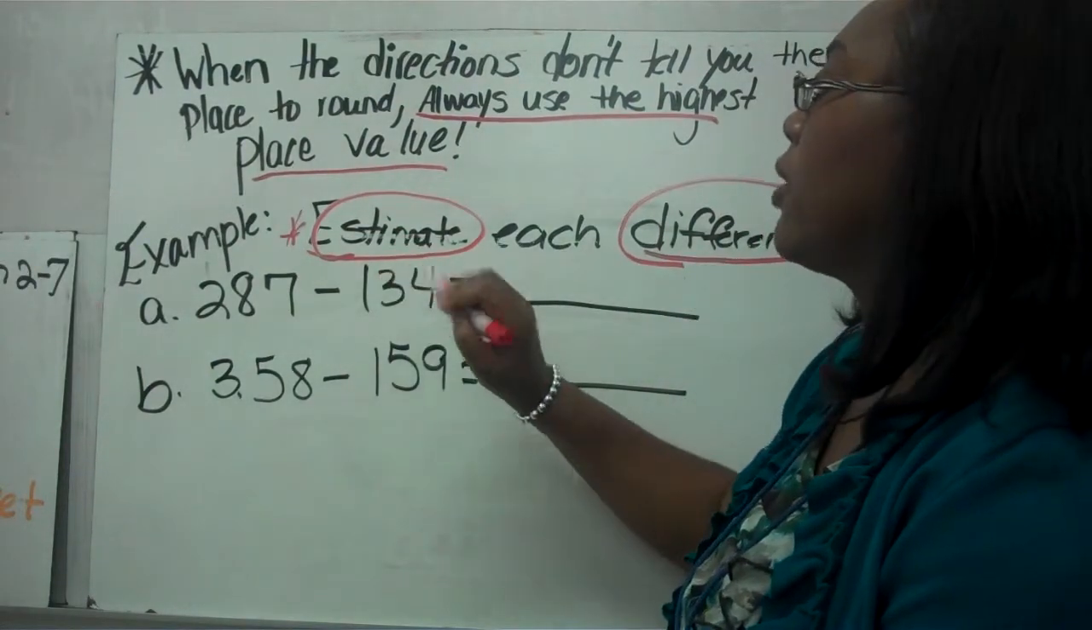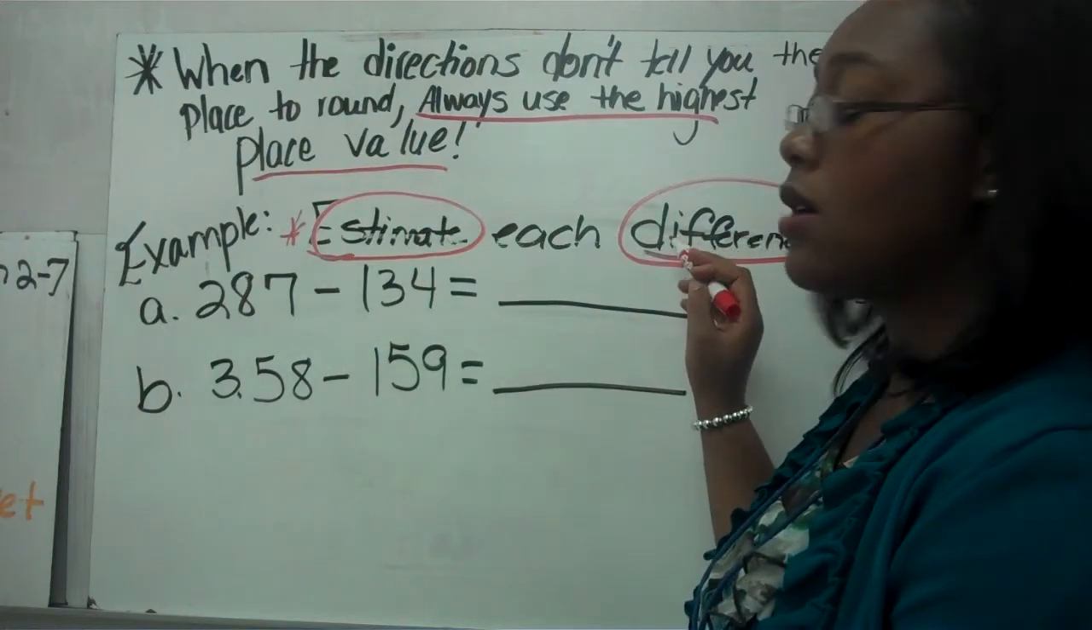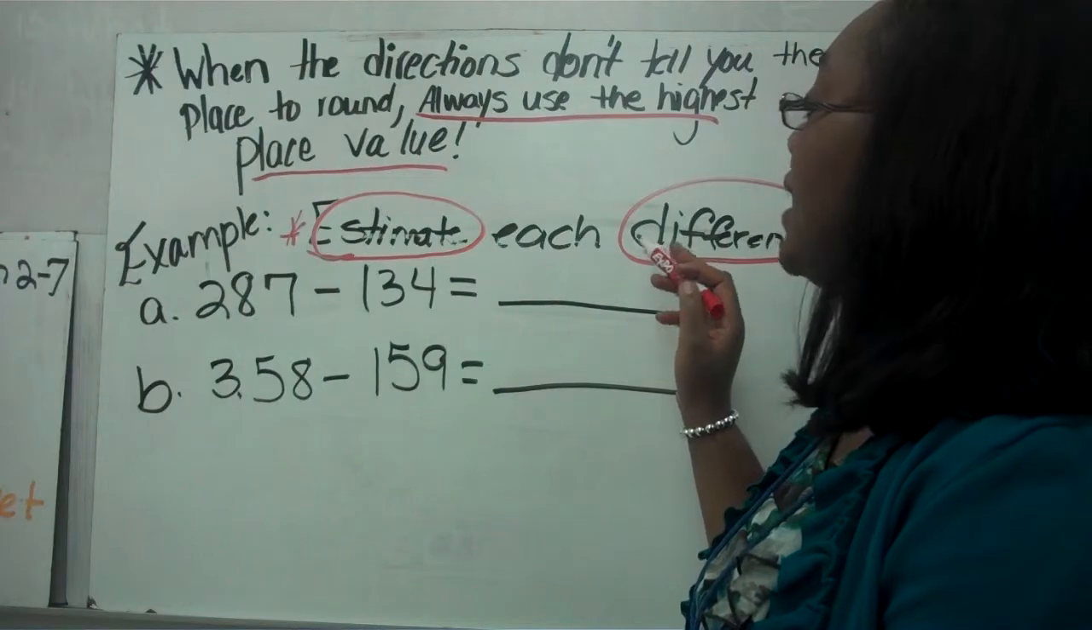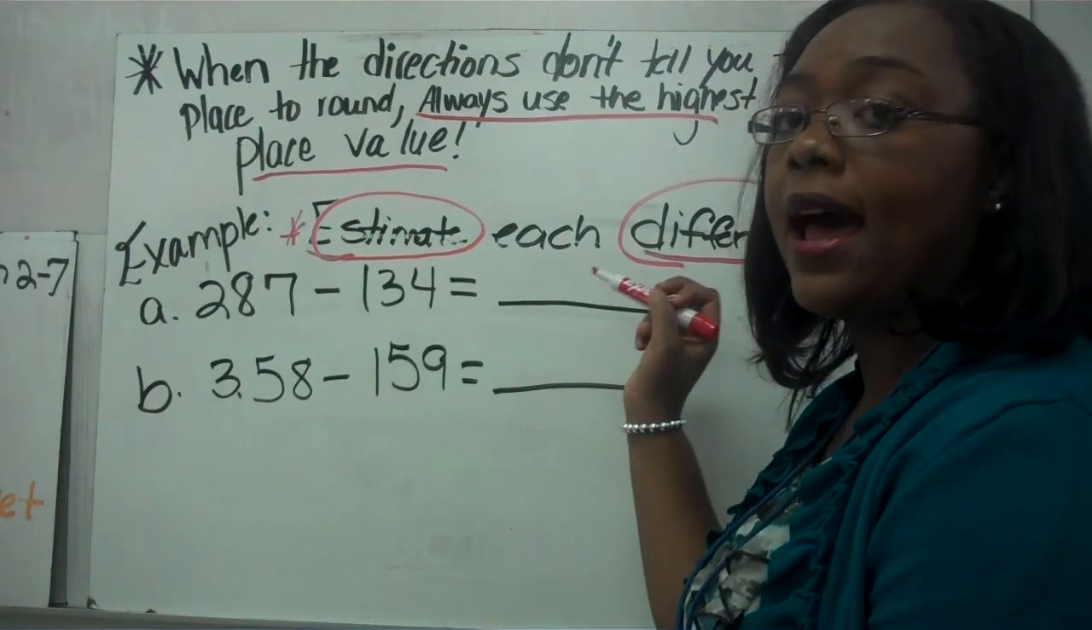Notice that I circled my keywords. They want me to estimate, so I know I'm rounding. And they wanted me to use difference, so I know I'm subtracting. Okay? They didn't tell me to round to the nearest 10 or round to the nearest 100. So I'm going to round to the highest place.